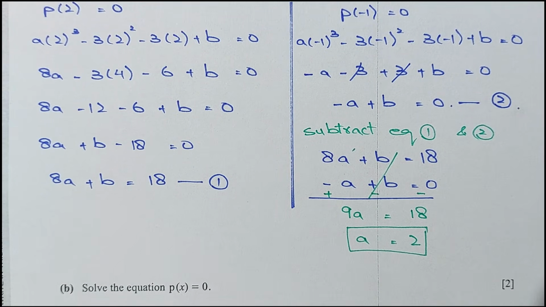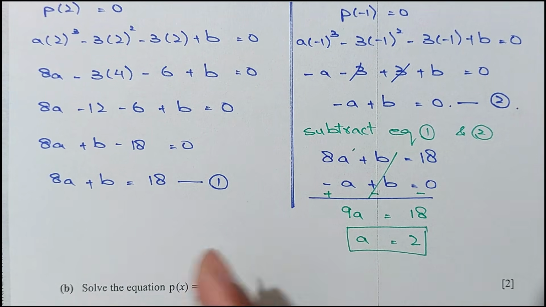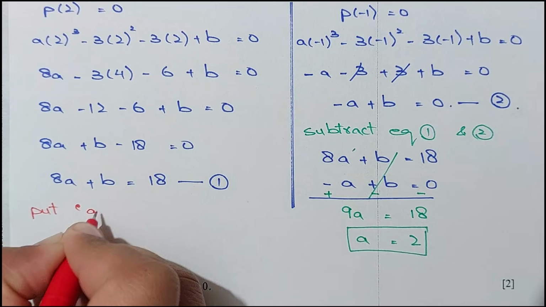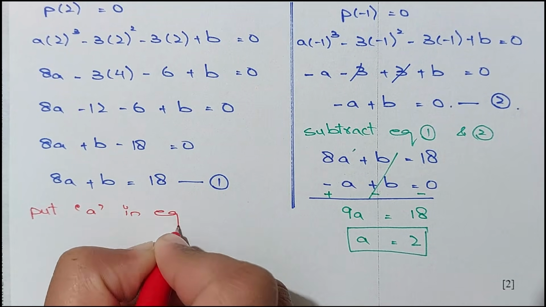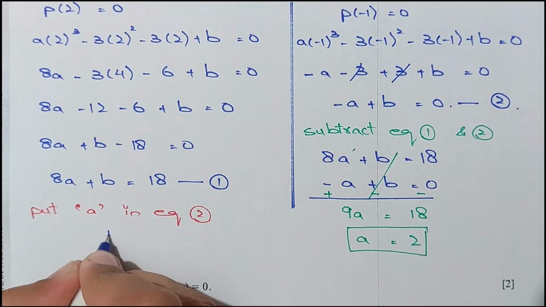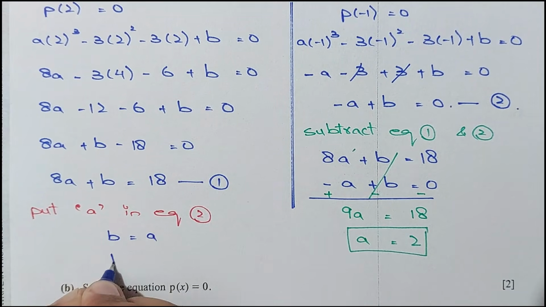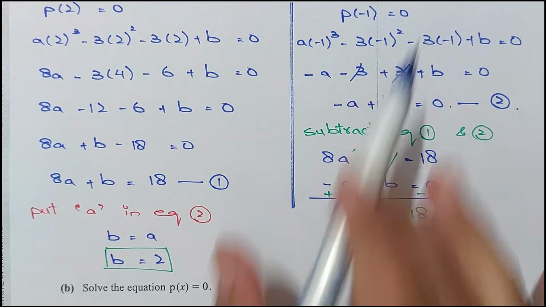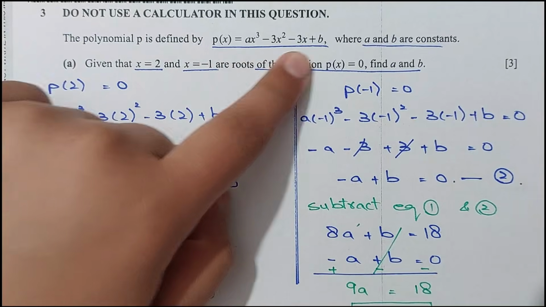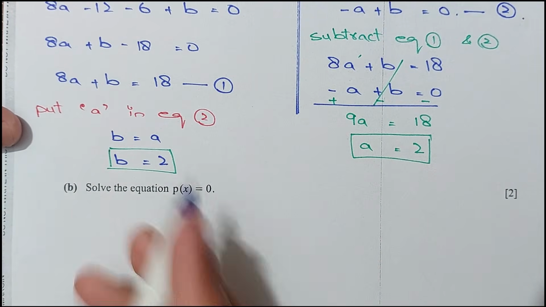All right, now substitute the a value into my second equation. We can say put a in equation 2. So from here b is equal to a, b value is equal to a, so b value is 2. So b and a both are 2. So we have done with the values of a and b. Now for part b, solve the equation p of x equals to 0. Let me substitute the values over here and then we have to solve.